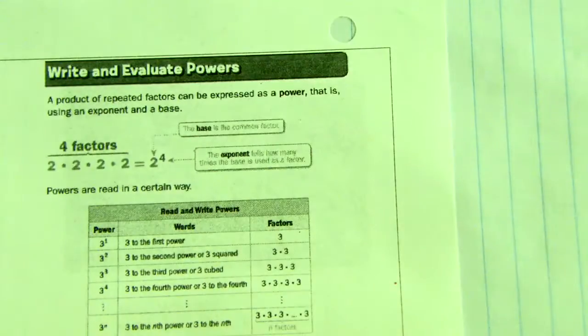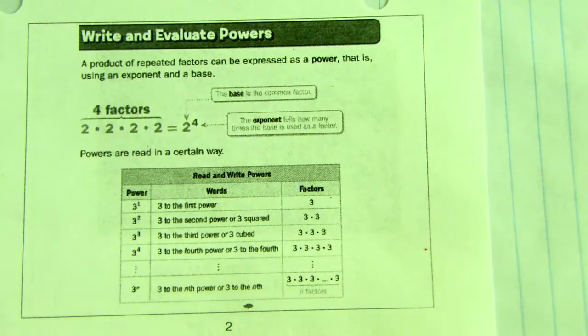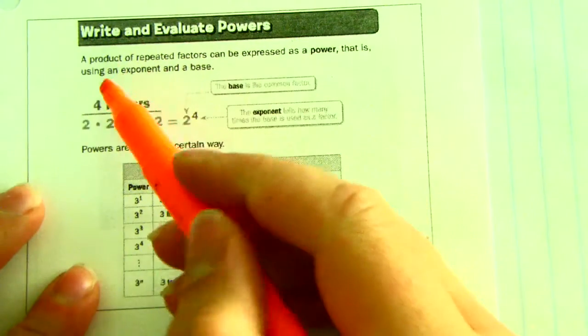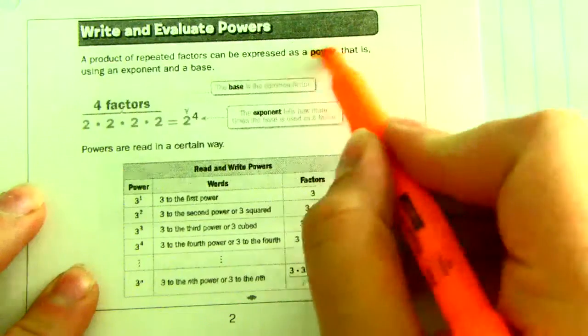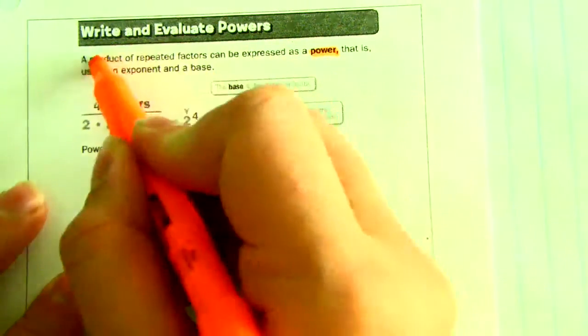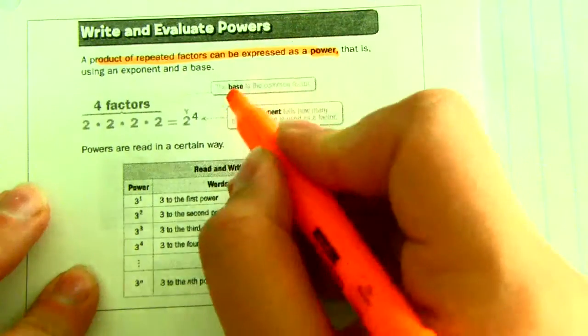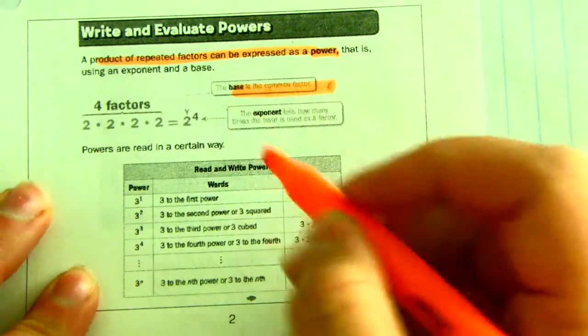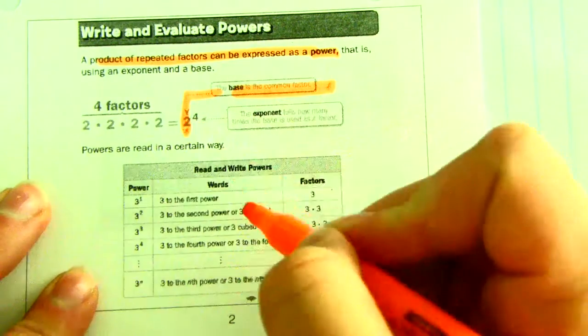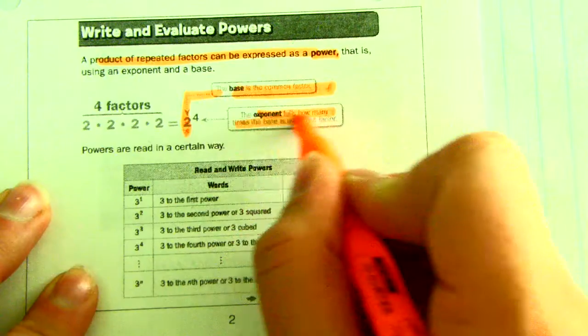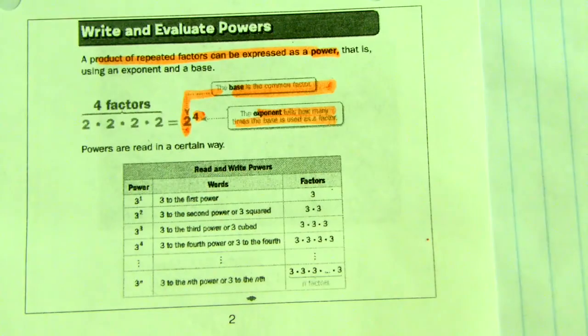We have a couple vocab words here that you can fill out on your vocab sheet, or you can pause the video. A product of repeated factors can be expressed using a power. That is using a power and a base. So the base is the common factor, the big number on the bottom. The exponent is how many times that number is repeated.